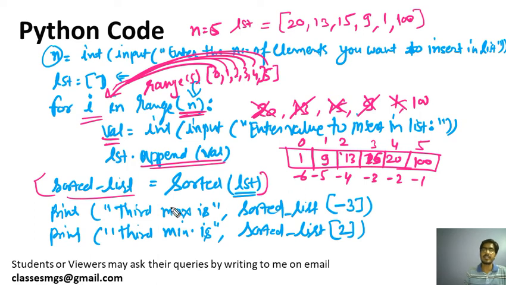This is the negative index. Now what we need to do is access this element to find the third largest element. So I am accessing it using -3, and if you want to access the third minimum, this is the element, so I am accessing it using the second index.